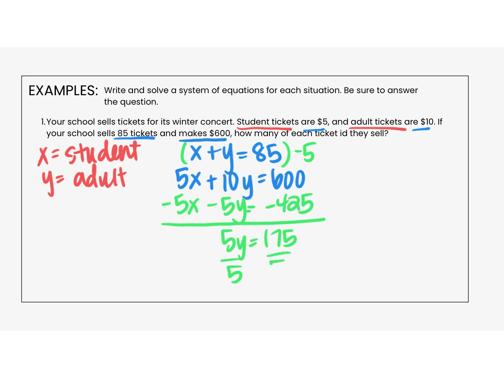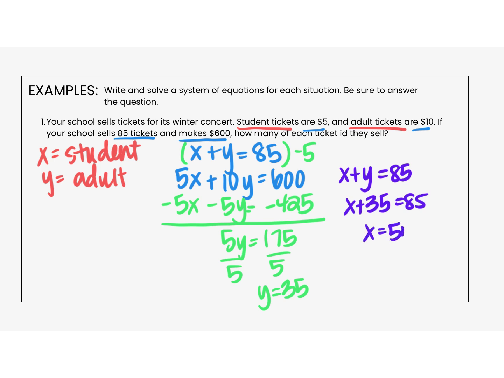Divide by 5 to solve for y. So y equals 35. And take that and plug it back in to find my x value. So x plus y has to equal 85. So x plus 35 has to equal 85, which means x is 50. So the solution to our problem is 50, 35.